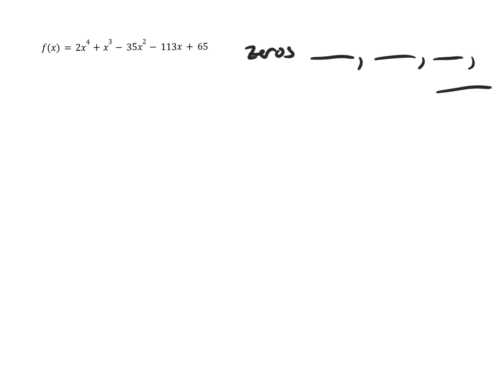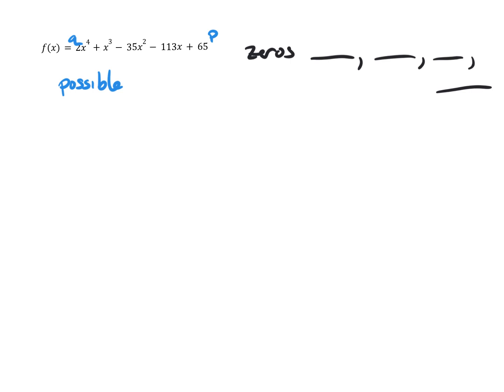Okay, let's take a peek at one more. So we have this large problem where we have a degree 4 polynomial. So if it's degree 4, I know there are 4 zeros: 1, 2, 3, and 4. Now we want to find those. I'll do the same process. So I'm going to say my p's are 65 and my q's are 2.